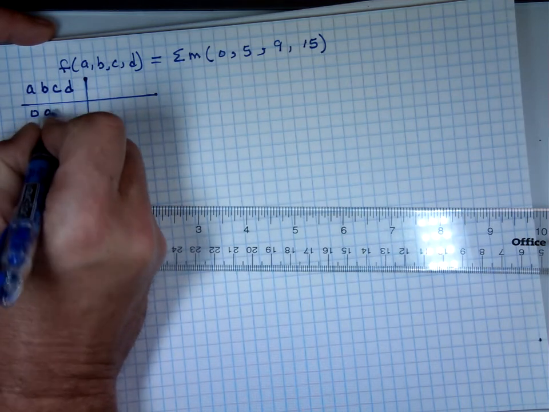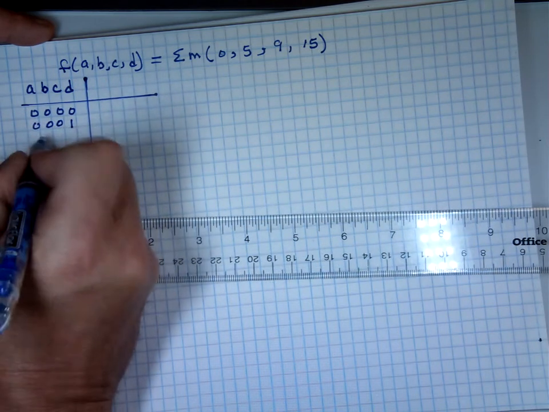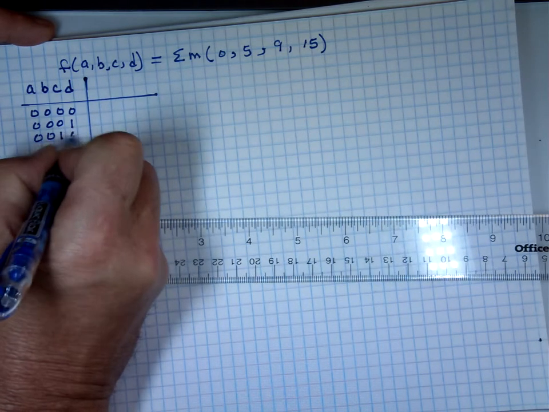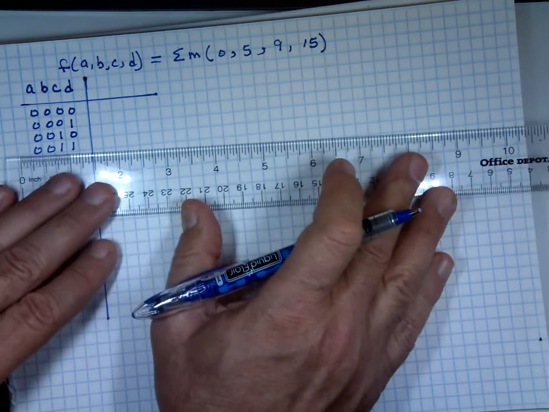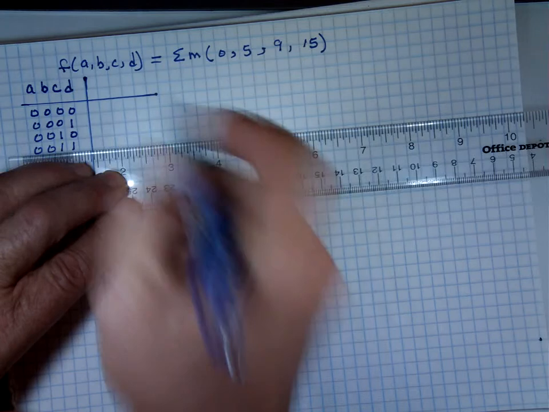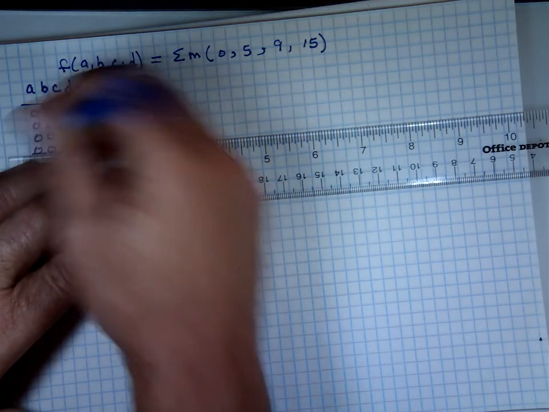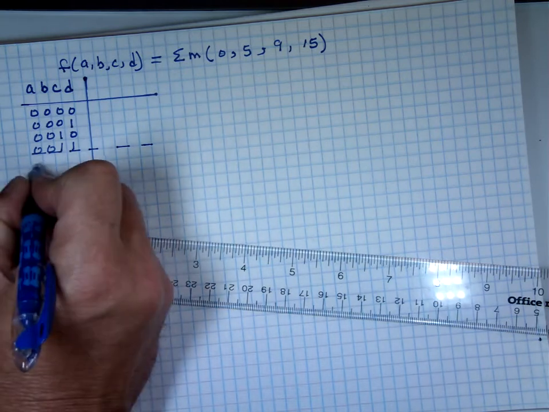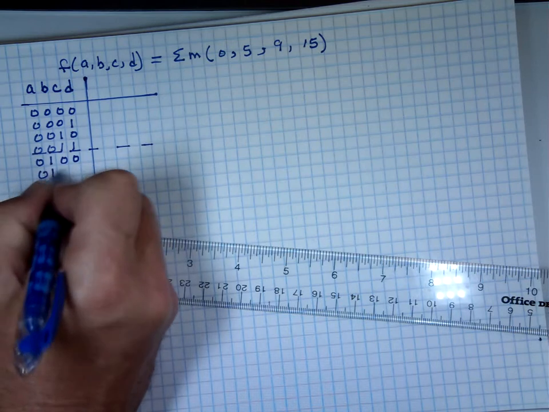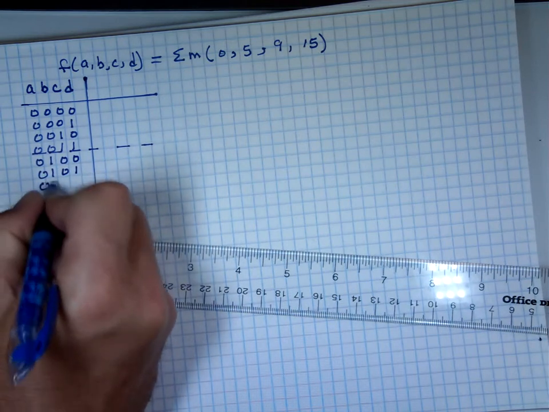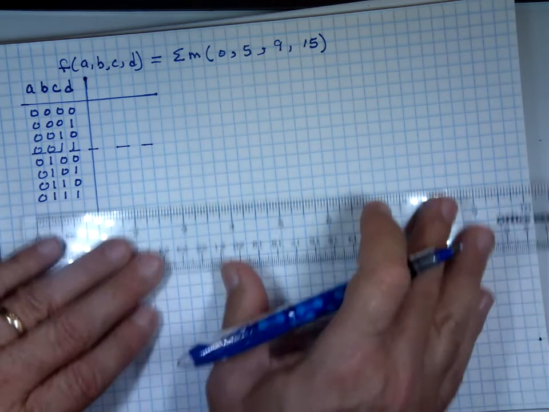But now I'm just going to go 0, 0, 0, 0; 0, 0, 0, 1; 0, 0, 1, 0; 0, 0, 1, 1. That's the first 4. I'll put a dotted line to separate them just to make it easy on the eyes. Then 0, 1, 0, 0, that's a 4. 0, 1, 0, 1, that's a 5. 0, 1, 1, 0, 6. 0, 1, 1, 1, that's a 7. That's the next 4.